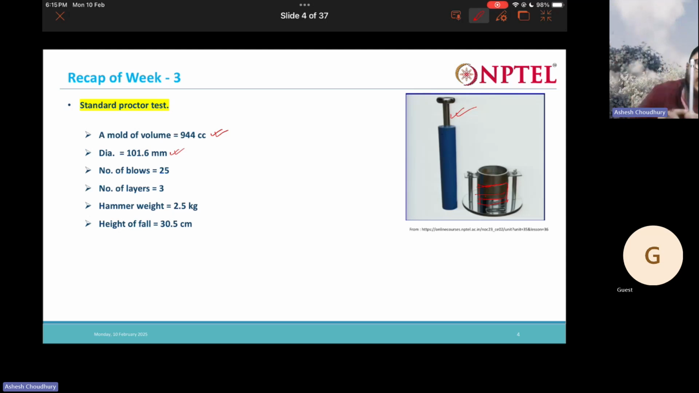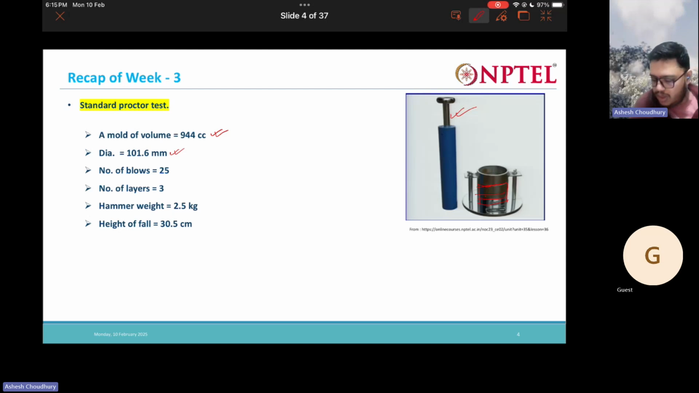The height of fall of this hammer is 30.5 centimeters. So this is how much potential energy you are releasing, that is fixed and standardized: from a height of 30.5 centimeters you are releasing a 2.5 kg hammer. Like the 25 blows you need to give for one layer, then again you put one more layer of soil, then again you give 25 blows, then again you put one more layer of soil, then again you give 25 blows.